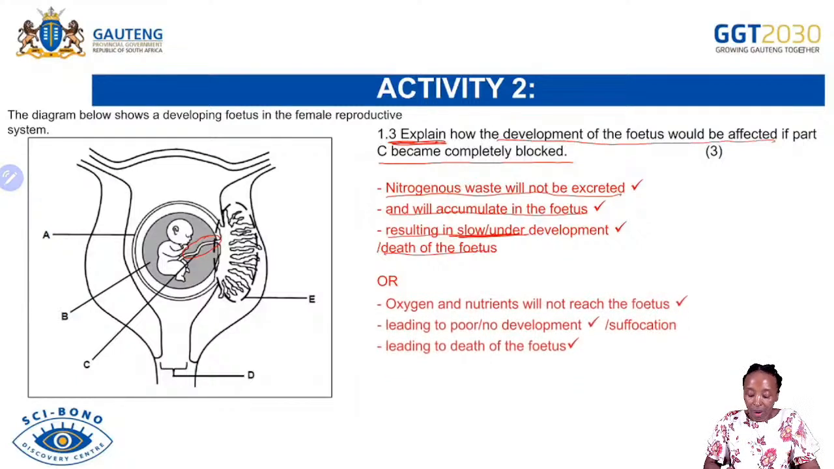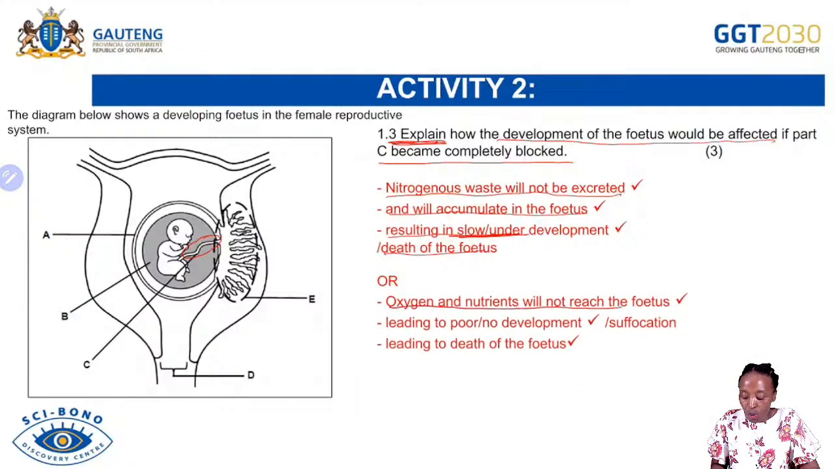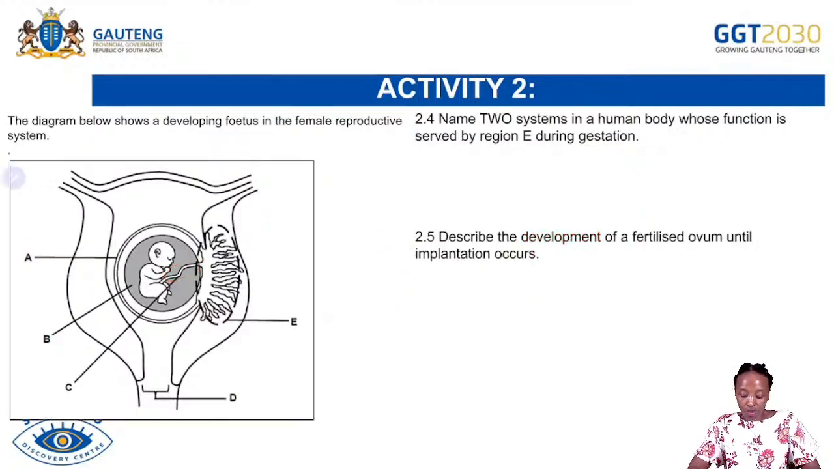Or oxygen and nutrients will not reach the fetus, leading to poor or no development or suffocation in that case. Then this might also lead to what? To the death of the fetus. The 3 marks. So please be careful when you answer questions. Read, understand before you answer. Also, we always say to you, do not leave questions unanswered. So you're going to attempt all the questions when you get the question paper. Okay, moving on.